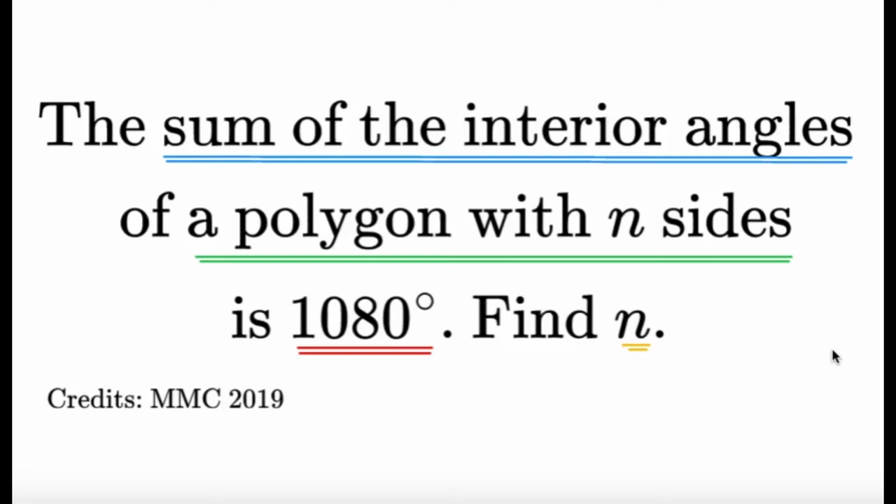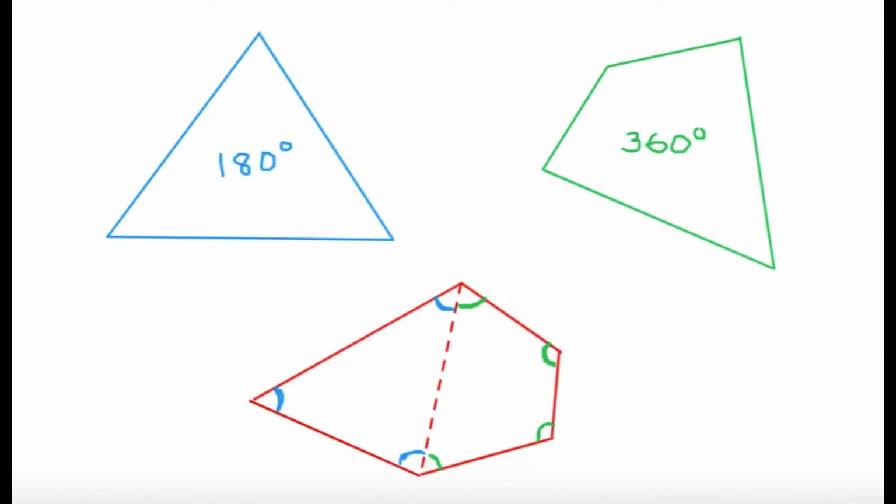Now, we're not that familiar with polygons with the sum of interior angles being 1080 degrees. So let's try to see some common examples like the triangle and the quadrilateral. Now we know that a triangle has the sum of interior angles to be 180 degrees, and a quadrilateral has a sum of interior angles equal to 360 degrees.